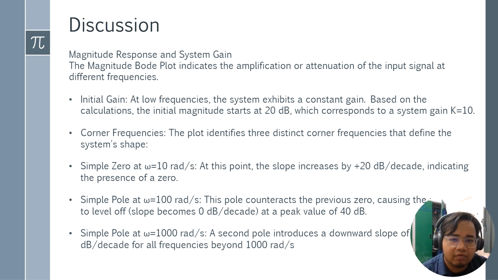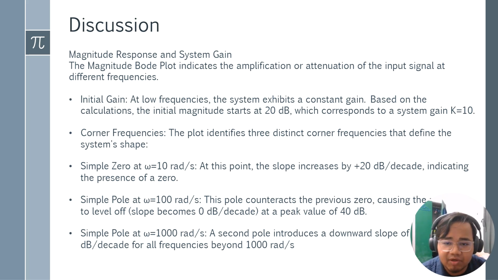So for the discussion, we can analyze the behavior of the system based on our calculation. Regarding the system gain, the system exhibits a constant gain at low frequency as we calculated. The initial magnitude of 20 decibel confirms a system gain of K equal to 10. This means that at low frequency, the input signal is amplified by a factor of 10.